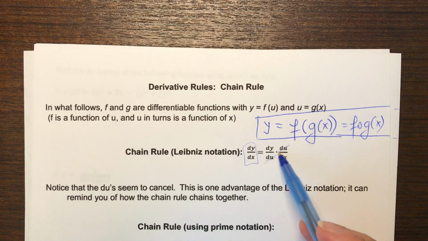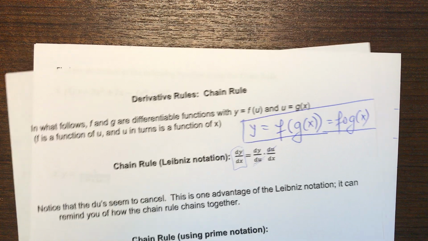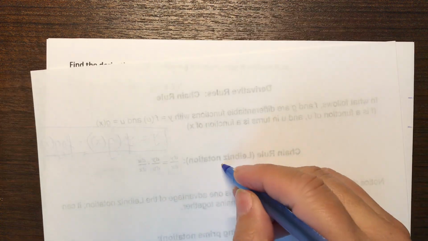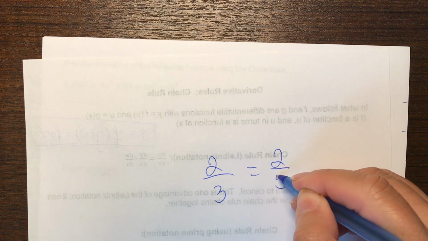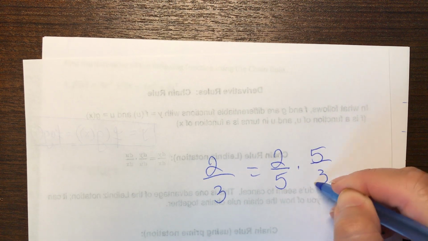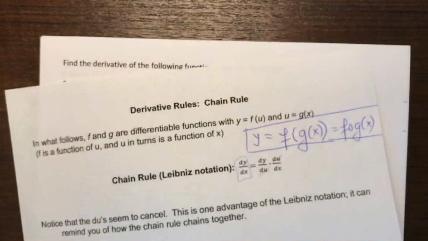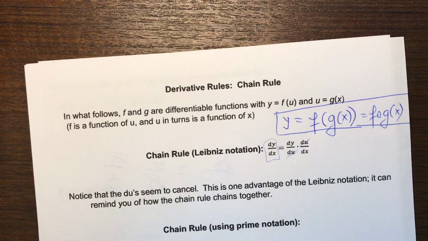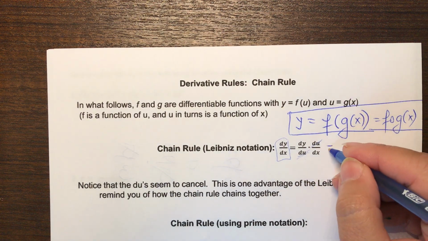So I multiplied and divided easily by this du, right? So it's almost like 2 divided by 3 is the same thing as what? 2 divided by 5 times 5 divided by 3, yes? So I just filled in another factor there. Okay, all right.